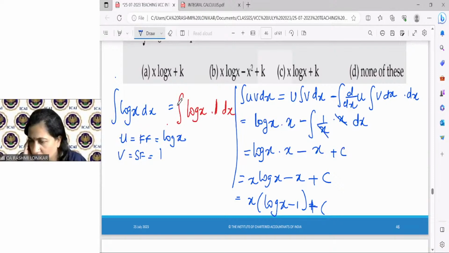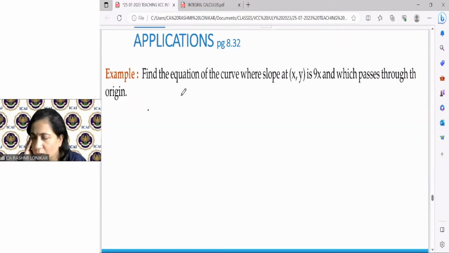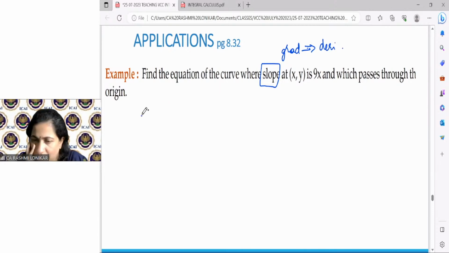So this is the case. Application. Find the equation of the curve where the slope at (x, y) is 9x and which passes through the origin. So what is given to me? Slope. Remember last time we talked about slope, gradient. What does it mean? It implies derivative. So what I have is dy/dx equal to 9x.